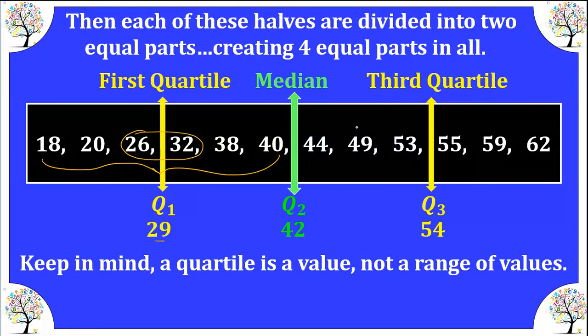Our Q3 is the middle number of our upper half. And again, we have 2 middle numbers, and we average those together to get 54. So Q3 is 54. And again, keep in mind, a quartile is a value. So we have 3 values: quartile 1, quartile 2, and quartile 3.